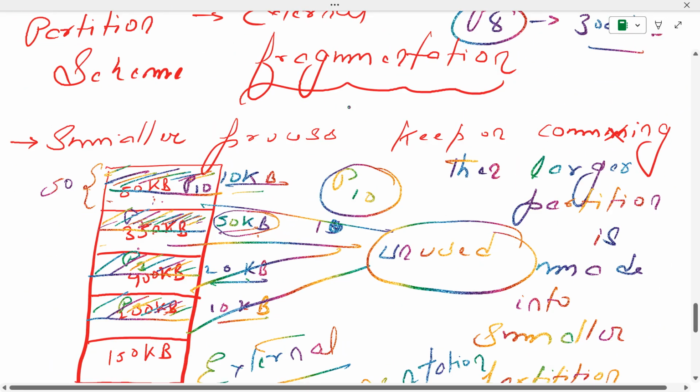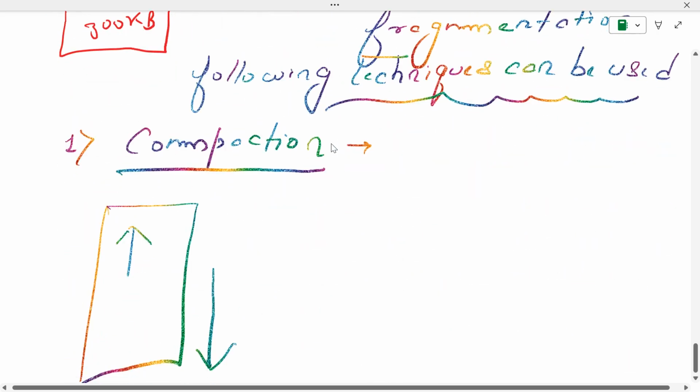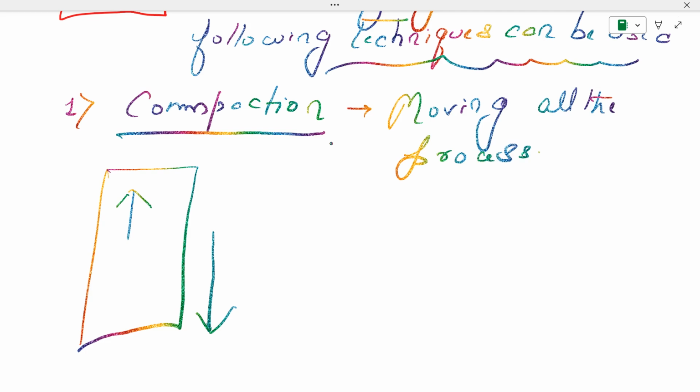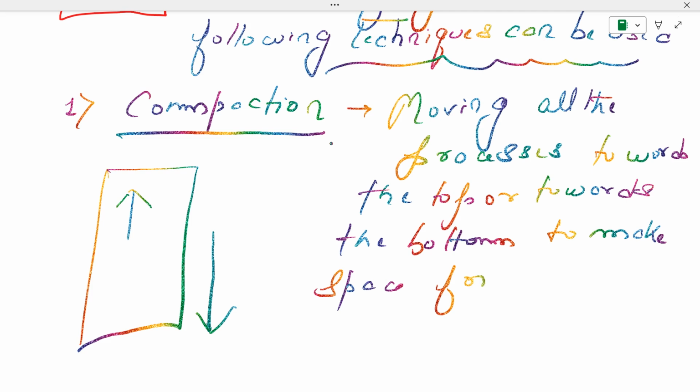In this example also we already have some unused space left where we can't accommodate new processes coming. So what we can do is compact: either we shift all these processes above or we shift all these processes down. This is called compaction, also known as moving all the processes towards the top or towards the bottom, to make space for the new processes, so that we can have available memory for the incoming processes.